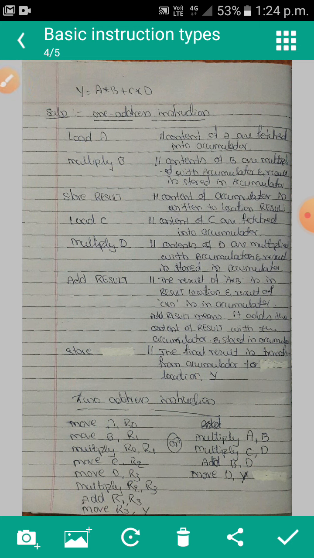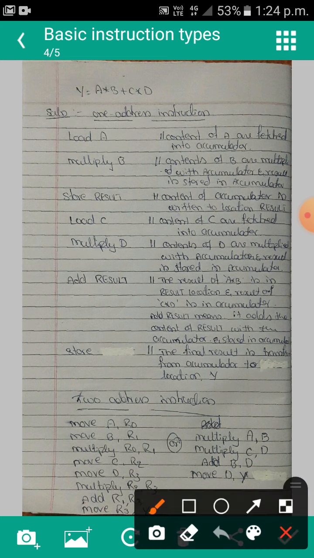So first, in one address instruction, by default we have what? Accumulator. So load A. Load A means, consider we are having an accumulator here, ACC, which is there by default. So load A means the content of A is loaded to the accumulator, and multiply B means accumulator into B. The A value is stored in the accumulator and multiply B means the content of B is multiplied with the accumulator, and the result is stored in where?